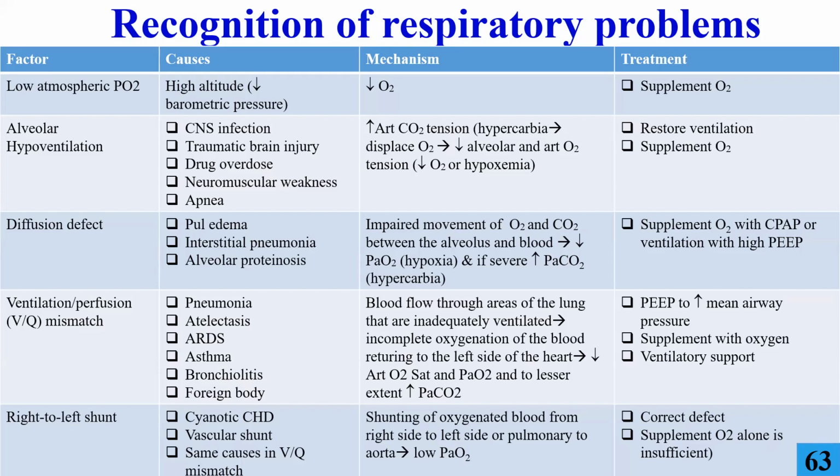Once we have less ventilation, your CO2 goes up, and that's what we call hypercarbia. And once the CO2 goes up, it displaces oxygen. That's why you will have decreased alveolar oxygen tension, and then you end up in hypoxemia, so you'll have low oxygen in tissue. The solution here is to restore the ventilation. So either you give non-invasive or invasive ventilation, and if there is no response, you give oxygen supply.